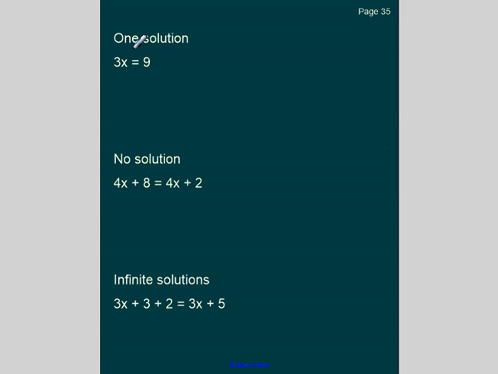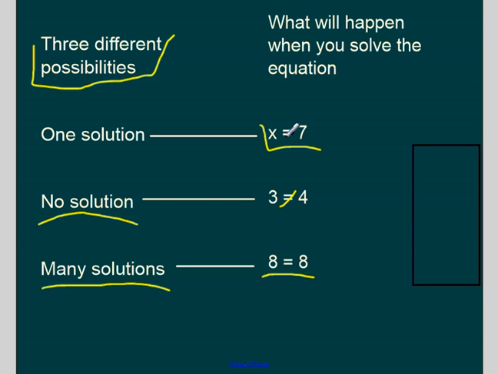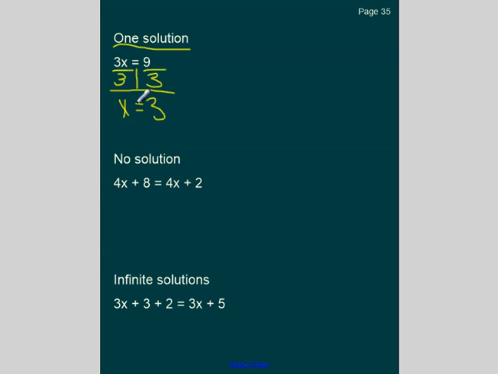Here we have an equation that's going to have only one solution. This is just a basic one-step equation where I draw my balance, divide both sides by 3, and end up with x equals 3. If you think back to what we just wrote down, x equals 7, that's an example of something that has one solution: a variable equals a number, we're happy, we're done. Oh, by the way, this should be written on page 35, the next page in your notebook. Sorry, I forgot to tell you that earlier.